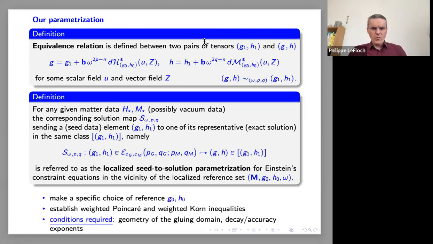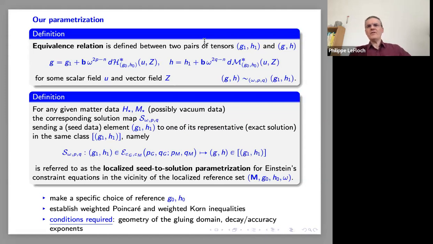Okay, now to use that, you have to make a specific choice of the reference. And for us, in the rest of the talk, it will be asymptotically Euclidean. Having done that, you also need to specify the gluing. Sorry, it's really part of the reference that goes together with a gluing region. So having this setup of the reference, the gluing region and the weight, you have to establish weighted Poincaré, weighted cone inequalities, I mean, to check the coercivity of the first order operators.